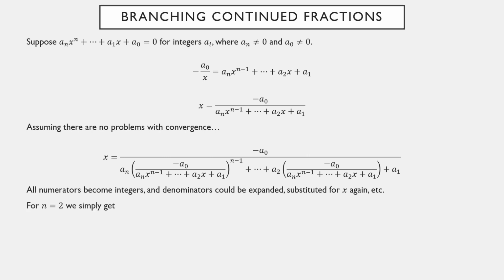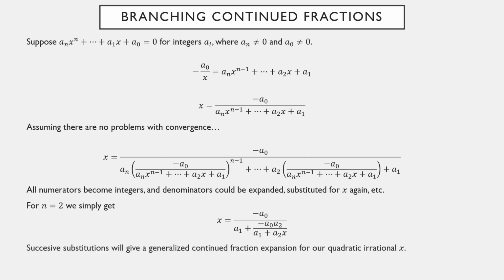For n equals 2, this isn't that bad. Okay, so for n equals 2, the only term is this one. This is now to the first power, and then this constant of a1. So we've got minus a0 over a1. An is just a2. And now I just get negative a0 over a2 x to the first plus a1. There we have it. And now I would substitute this in for x again and again and again.